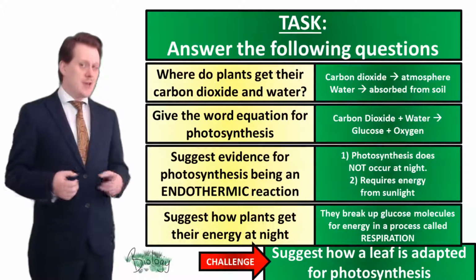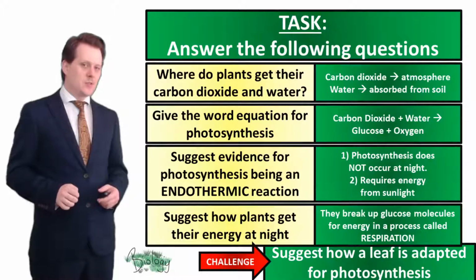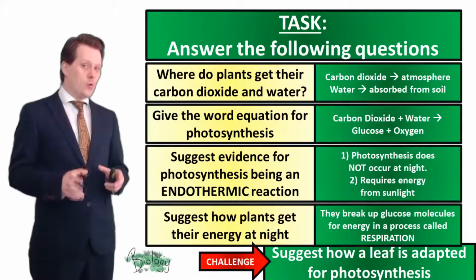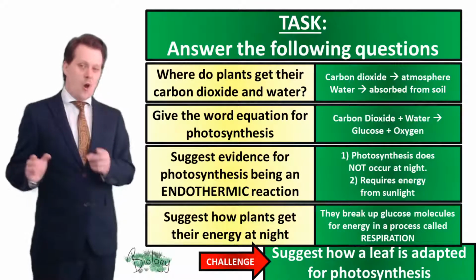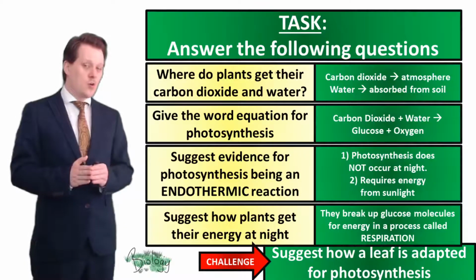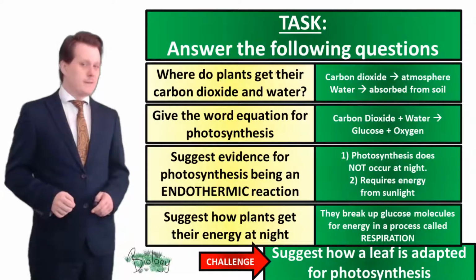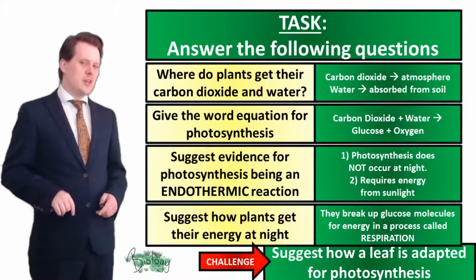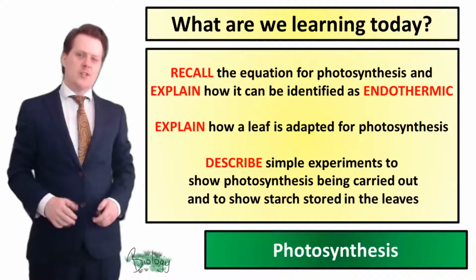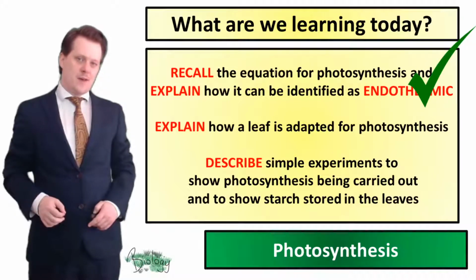They've spent all day creating that glucose. They can then metabolize that glucose to release energy. And plants actually do this respiration all day. So photosynthesis only occurs when there's light available, but respiration occurs all the time. Did you make any suggestions as to how a leaf is adapted for photosynthesis? If you did, you can check them off when we do the next part of our lesson. So now we can recall the equation for photosynthesis and explain how it can be identified as an endothermic reaction.